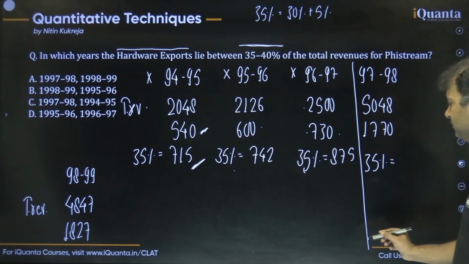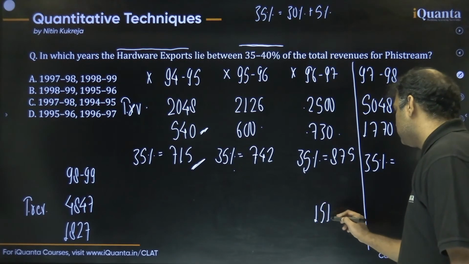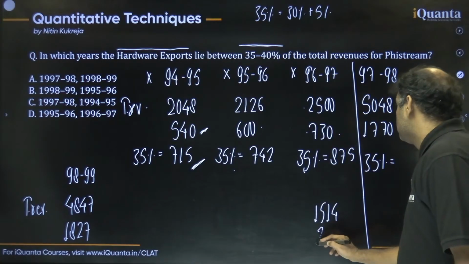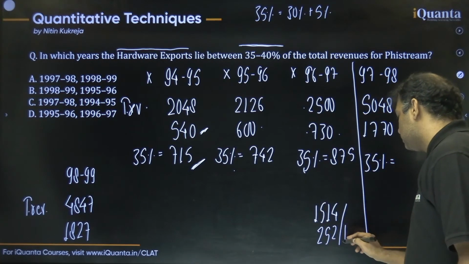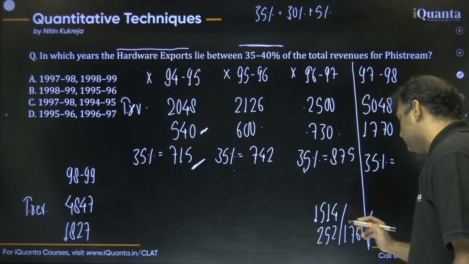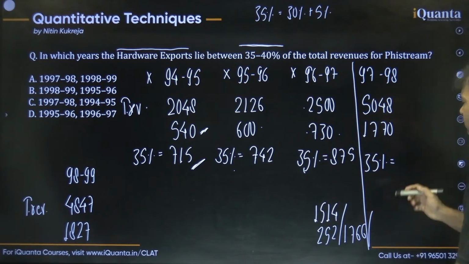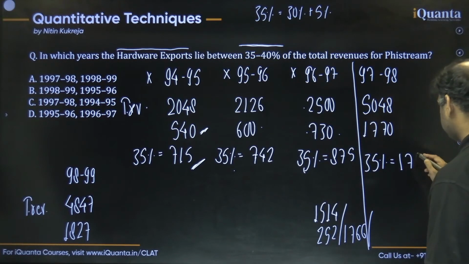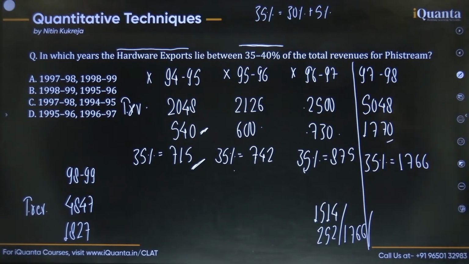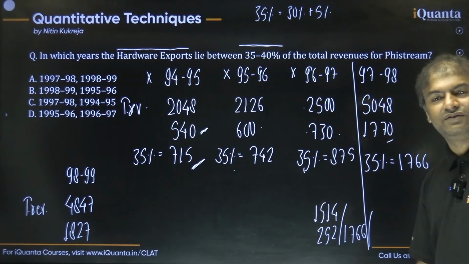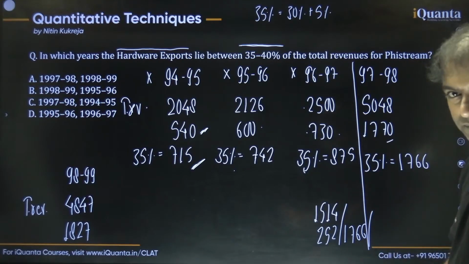So what I said, 30% is 15, 14 something and 5% is, we'll say 252. That sum gives you how much? 1766, right? It's 1766 so far. So 35% is 1766. And you see that this is 1770, right? So this is slightly more than 35%, right? So this can be the part of the answer.